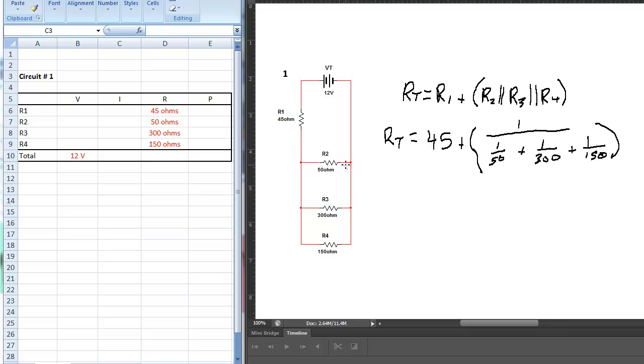So recall some of our rules of thumb. It's a little bit more than that, it's an actual mathematical fact of resistances in a parallel circuit. The resistance of this section here will be no greater than the smallest resistance. So you know going into this that RT is going to be no greater than 45 plus a value. Here's our 50 ohms, which is the smallest. Now the resistance of this section is going to be no greater than 50. So you know for an absolute fact that RT is going to be less than 95 ohms.